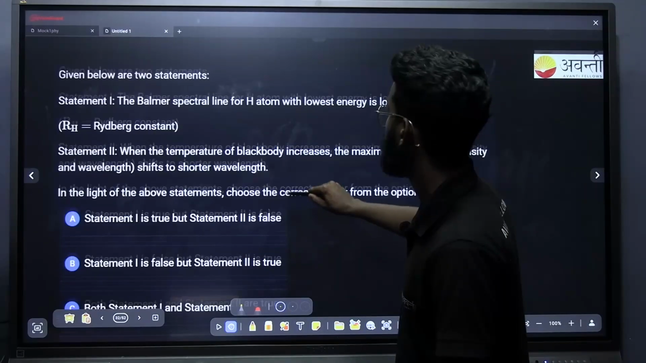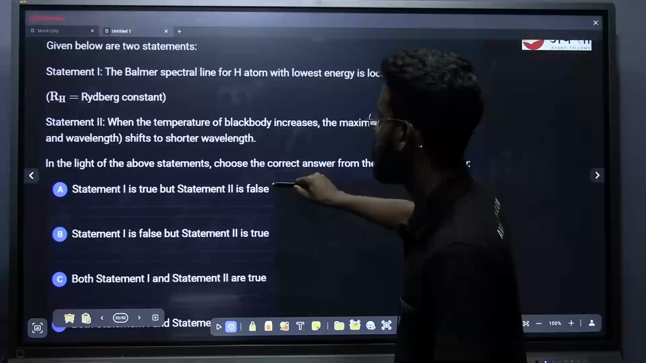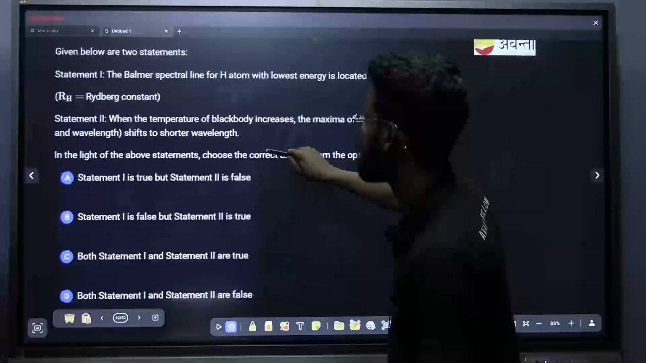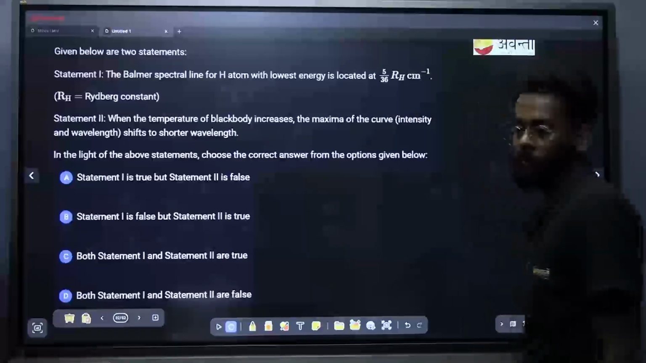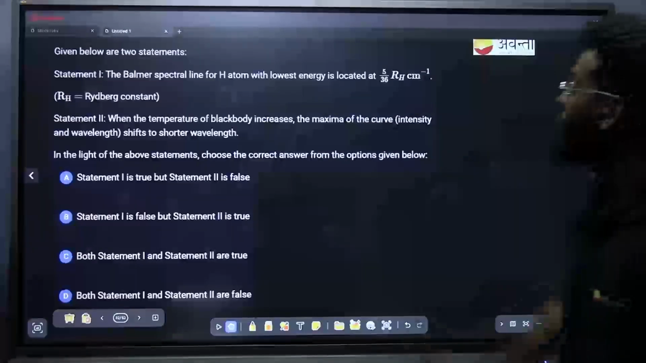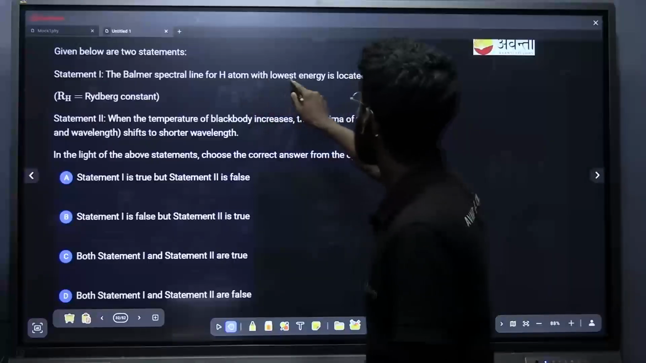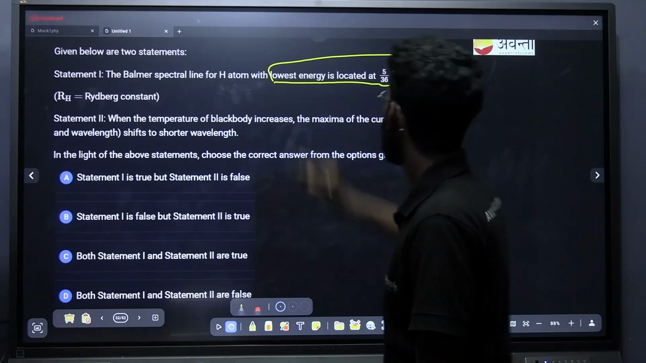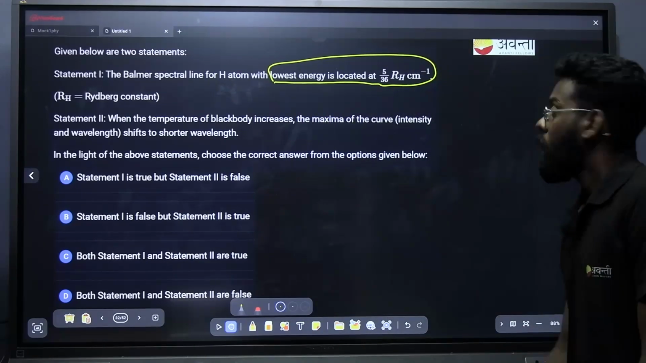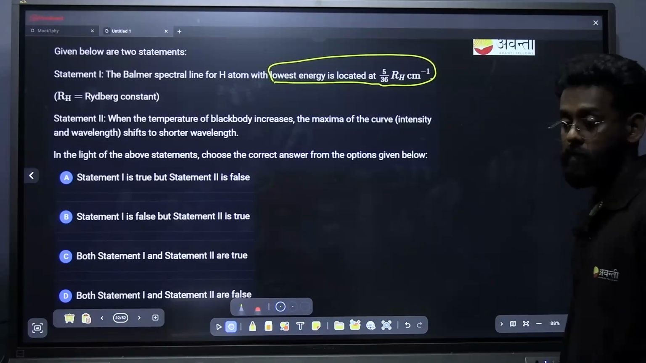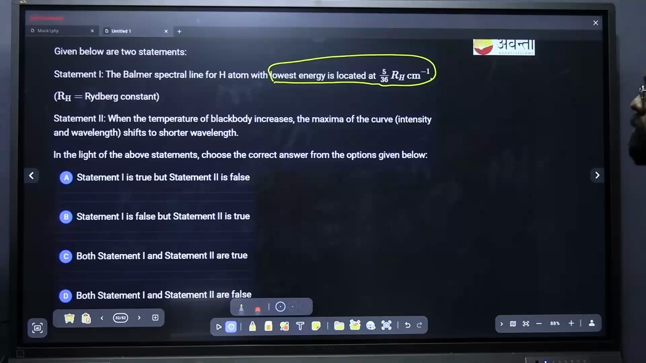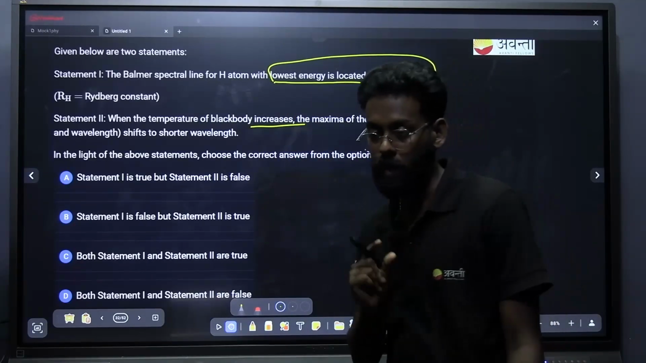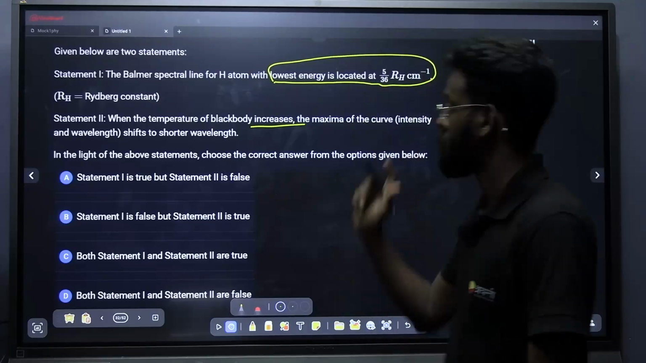Okay. Here is another question, the last question. I want everyone to solve this, and I will also tell a small concept for this question. The Balmer spectral line for hydrogen atom with the lowest energy is located at 5/36 R_H centimeter inverse. Is it correct or wrong? That is not my question. The second one is about black body radiation. I will tell you a small idea about black body radiation so that you can solve this question.